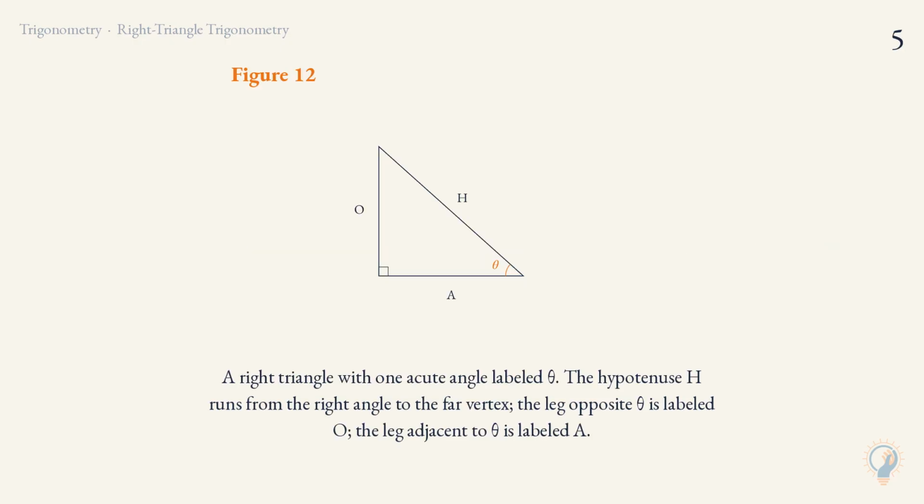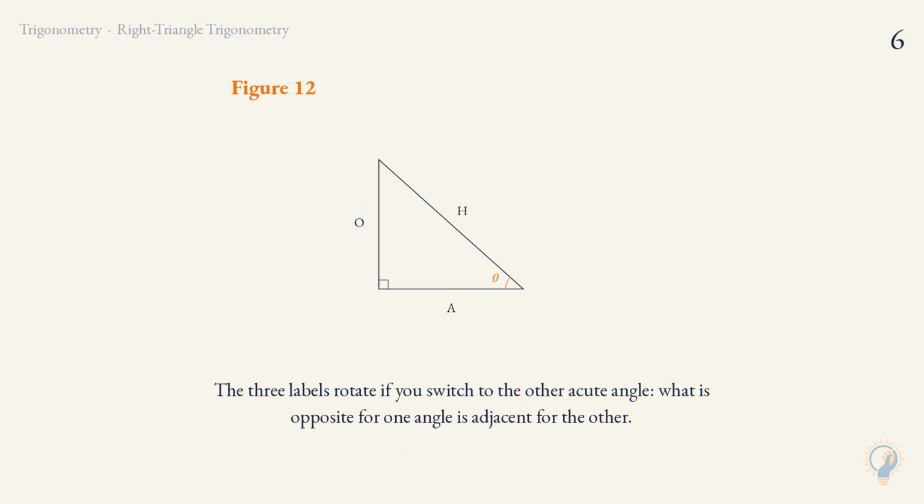Figure 12. A right triangle with one acute angle labeled theta. The hypotenuse h runs from the right angle to the far vertex. The leg opposite theta is labeled O. The leg adjacent to theta is labeled A. The three labels rotate if you switch to the other acute angle. What is opposite for one angle is adjacent for the other.